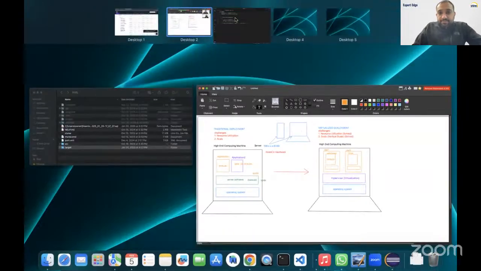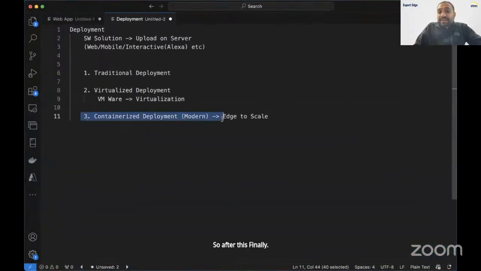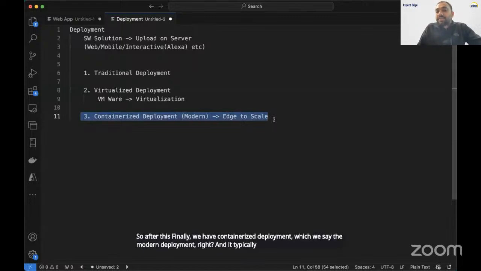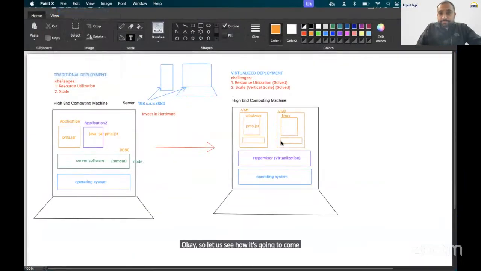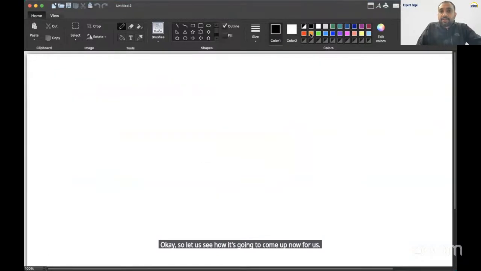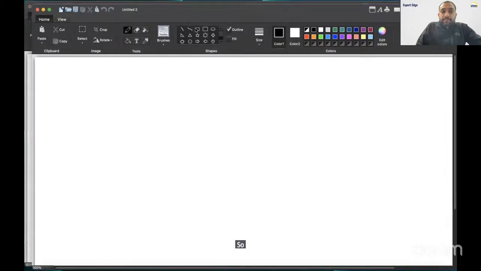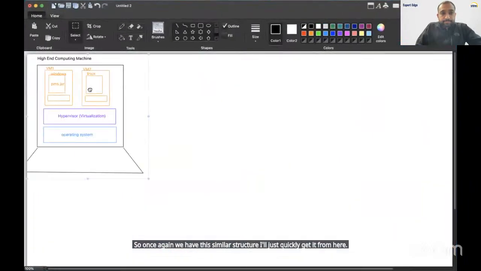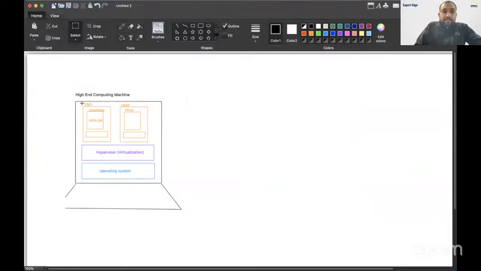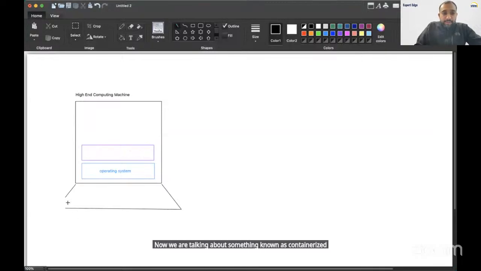So after this, finally, we have containerized deployment, which we say is the modern deployment. And it typically works around the concept of scale. Okay, so let us see how it's going to come up now for us. Once again, we have this similar structure. Now we are talking about something known as containerized deployment.